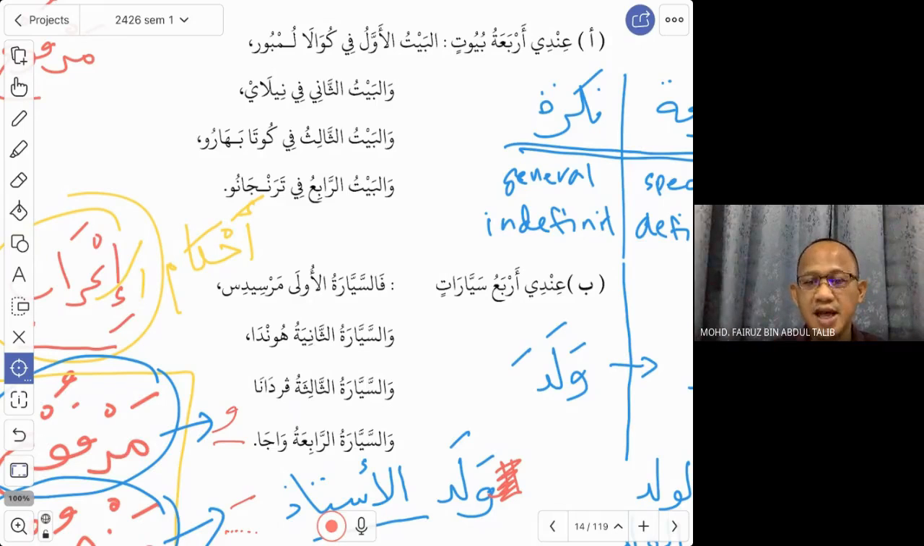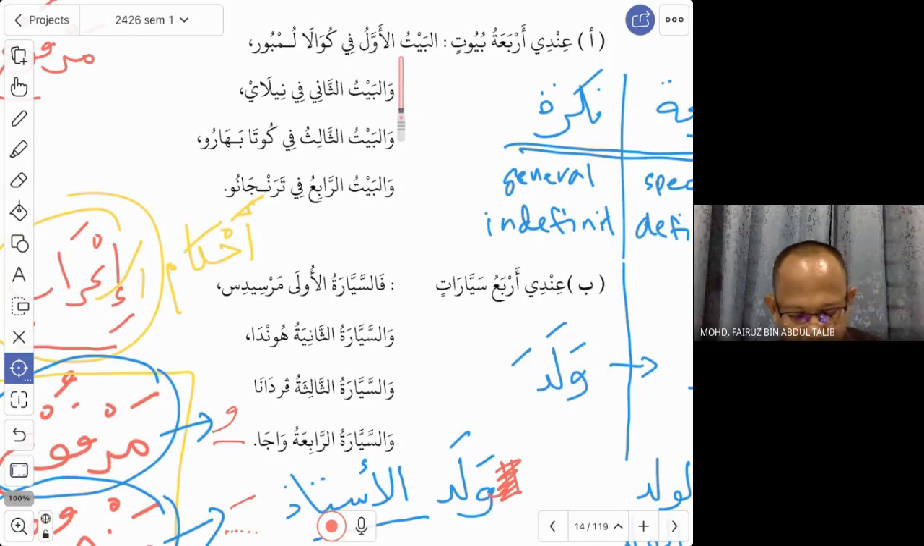And most of the time, in the examples that you see, the haraka, or the vowel points, fathah, kasrah, and dhammah, are similar. Okay, so let us go through all these sentences and let us see whether they are similar or not. Okay, look at number 1.